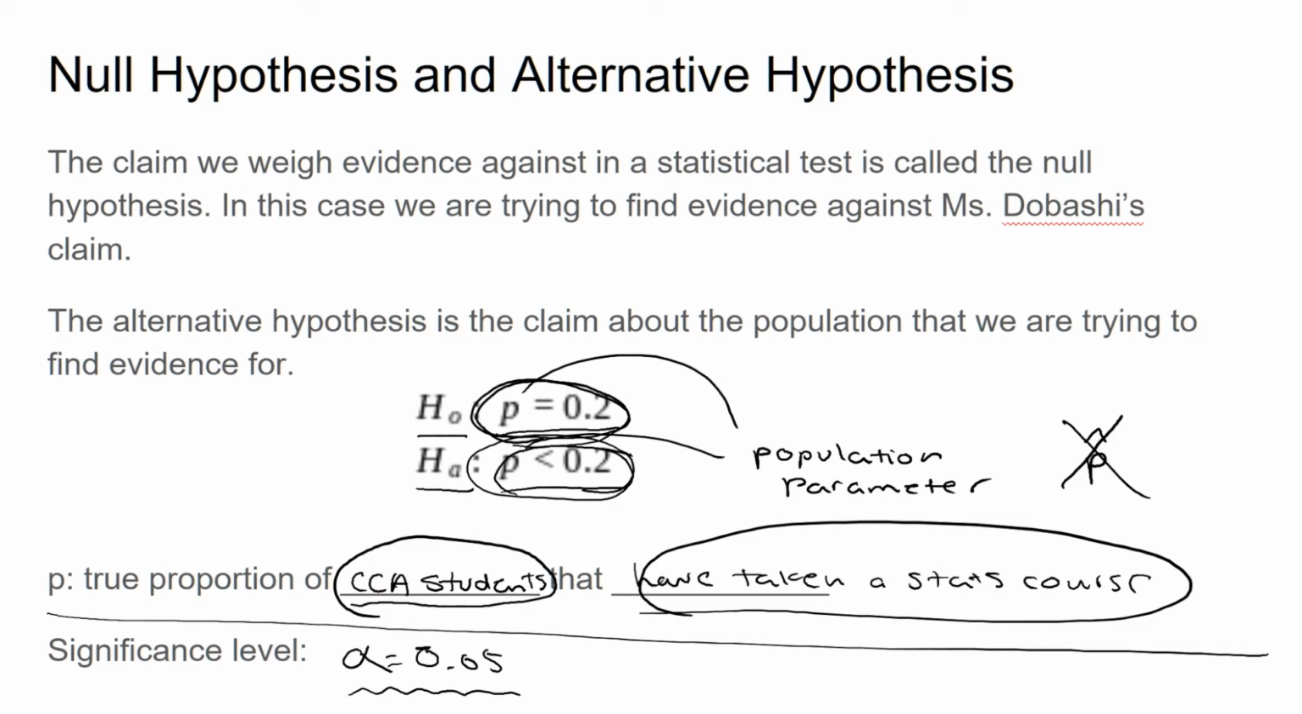We always need to define what p is. It's the true proportion of CCA students that have taken a stats course for this problem. A common student mistake is to use p hat instead of p, but remember, we're trying to talk about a population. Lastly, for the state part, remember to include a significance level. If it's not already specified by the problem, this is 0.05.